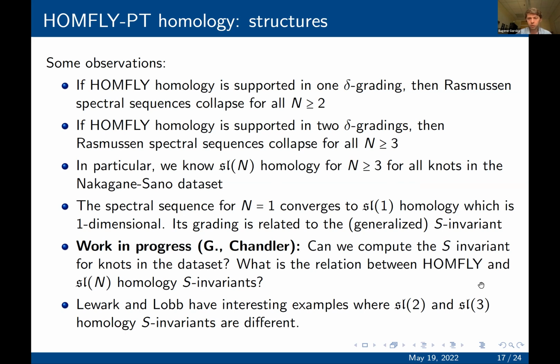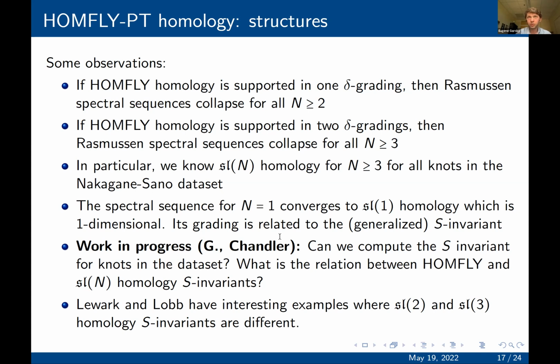Maybe, what is the relation between HOMFLY homology and SLN homology s invariants? So for each n, Andrew Lobb, I think, defined lots of interesting invariants, which are versions of s invariants for SLN. And Lewark and Lobb have interesting examples where, for example, SL2 s invariants and SL3 s invariants are different. I think Andrew actually mentioned this in a previous talk.